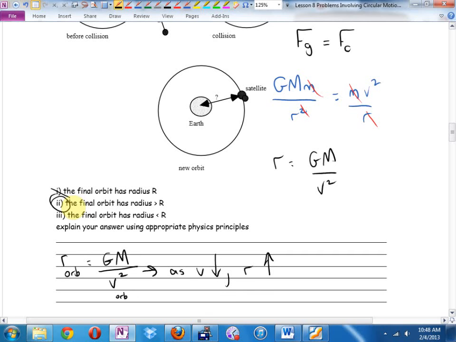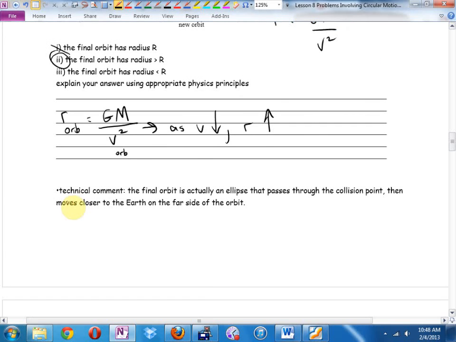However, if by a fluke you did end up in a stable orbit, I also have to point one more thing out. My friend who typed this up said, technically, the final orbit actually is no longer circular after the collision. It's an ellipse which passes through the point where you collided with the asteroid and then moves closer to the Earth on the far side of the orbit.